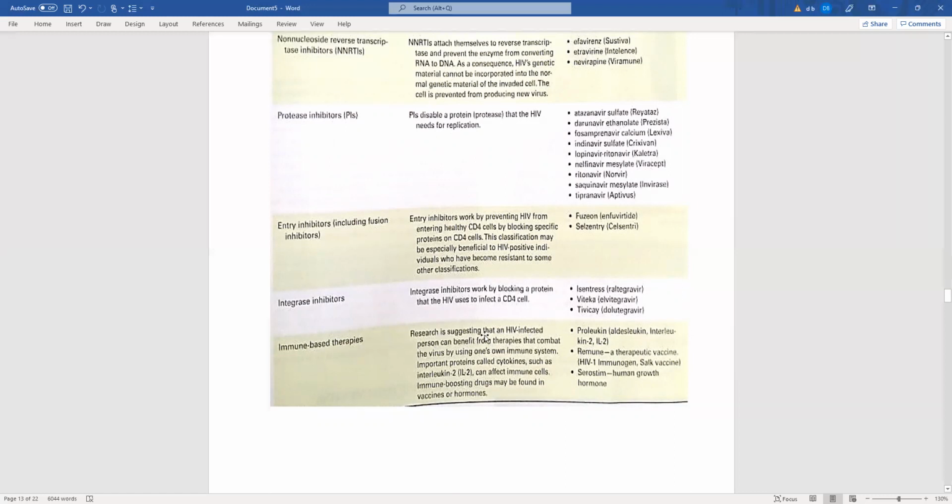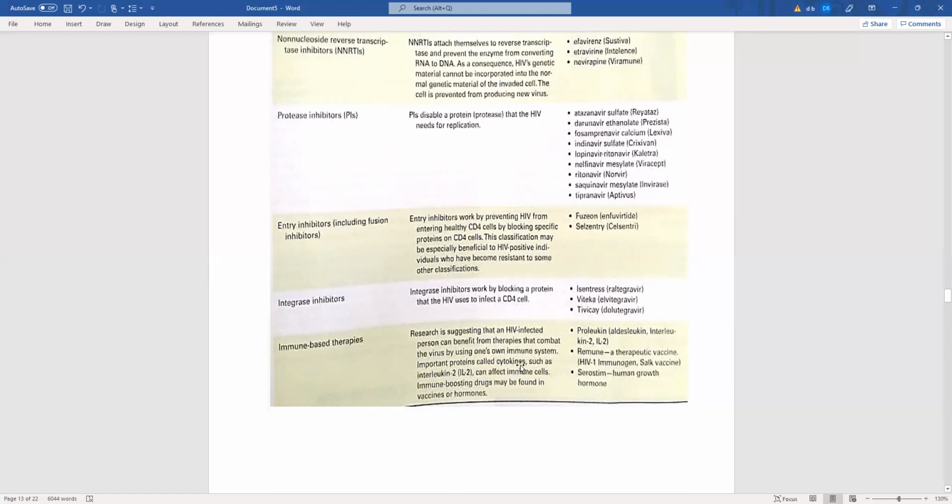Research is suggesting that an HIV-infected person can benefit from therapies that combat the virus by using one's own immune system. So if you see immune system and immune-based, you know that research is suggesting that an HIV-infected person can benefit from therapies that combat the virus by using one's own immune system. The one's is the person, their own immune system. So immune-based, we're going to use that person's own immune system.